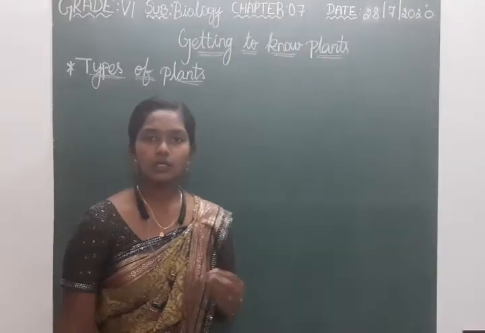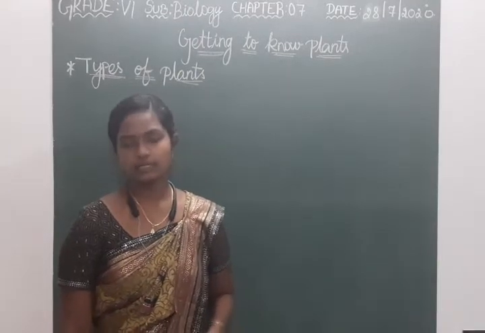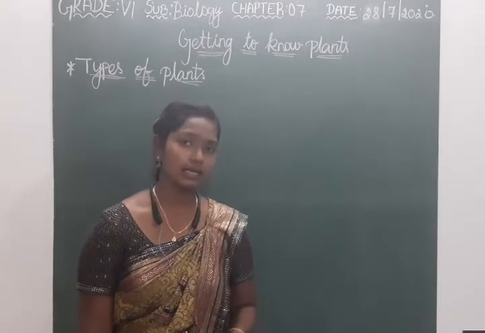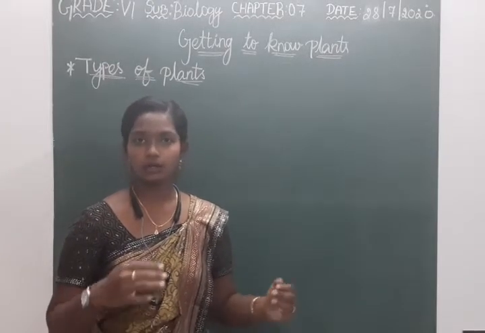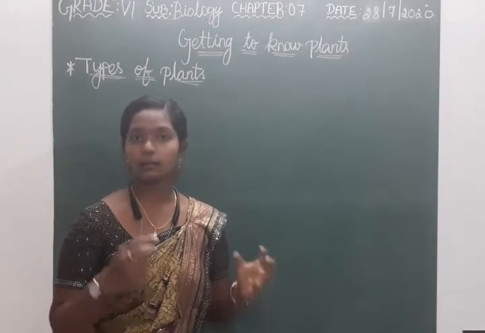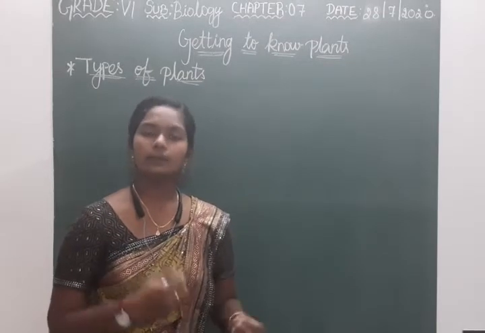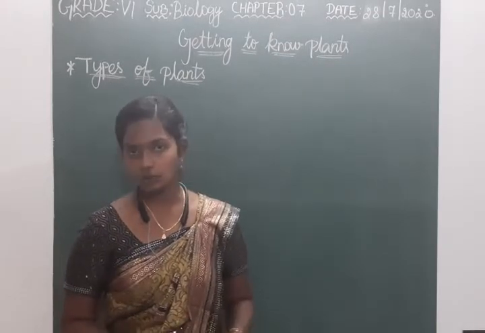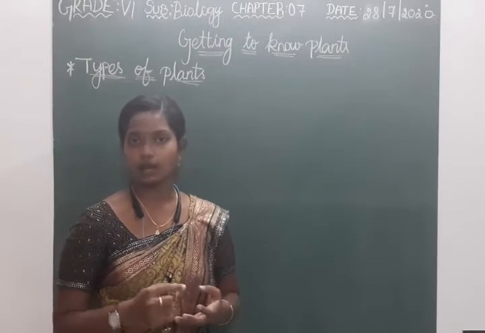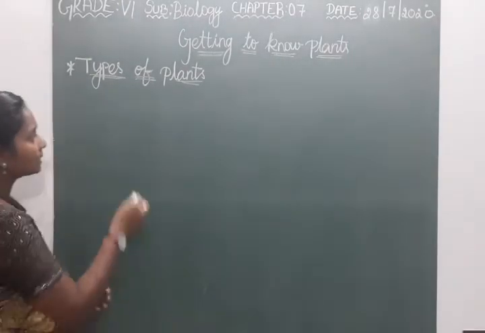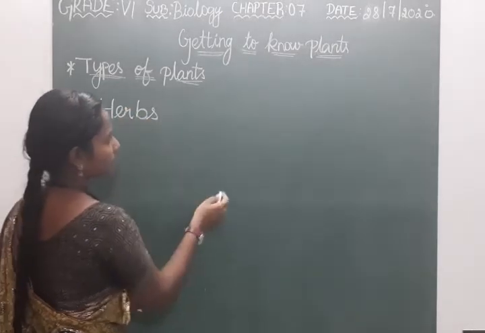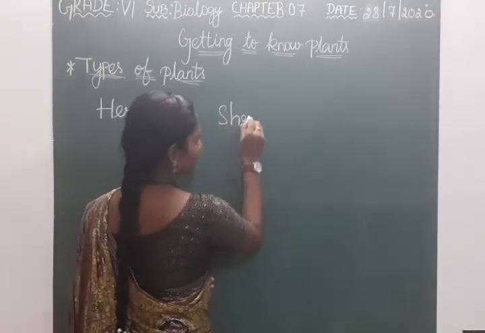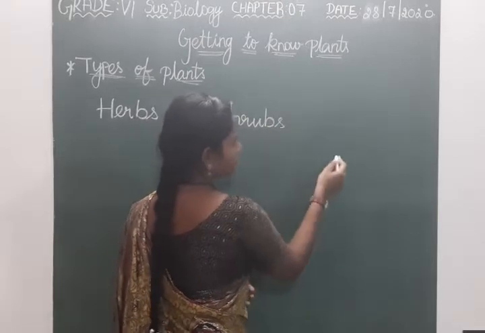Now we are going to discuss the types of plants. On our earth, we have different kinds of plants, a variety of plants that we can see. These plants differ from one another by their appearance. The plants are divided into three categories: herbs, shrubs, and trees. The first category is herbs, next shrubs, and last trees.